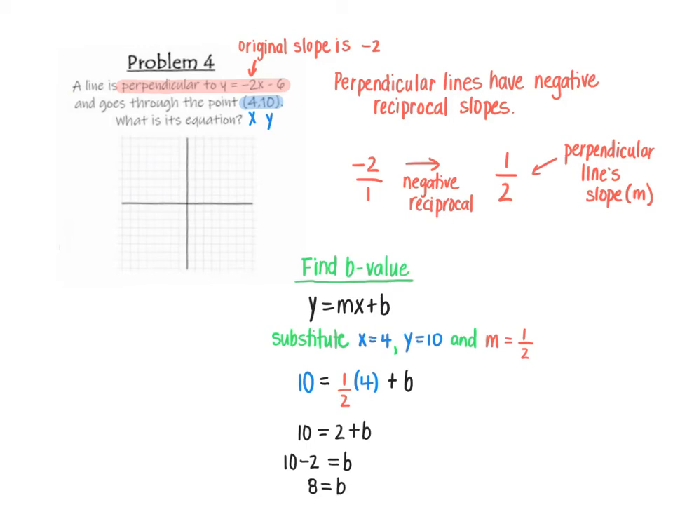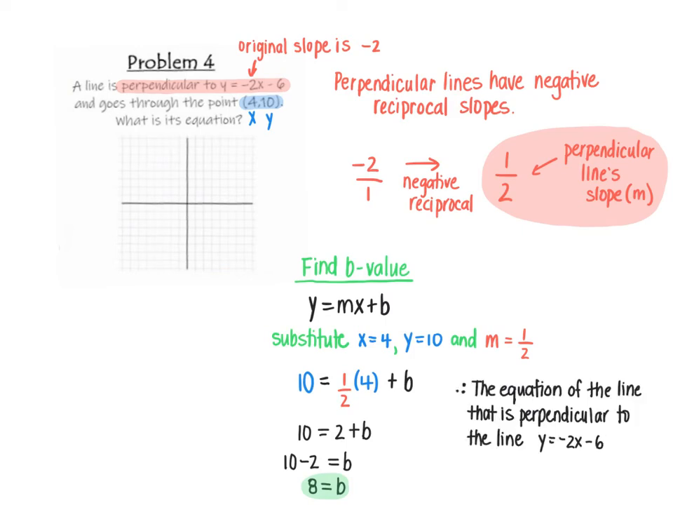Now that we know the b value, we can put it together with our slope of 1/2, and we will have our equation. The line that is perpendicular to y equals -2x minus 6 and goes through the point (4, 10) will be y equals 1/2 x plus 8.